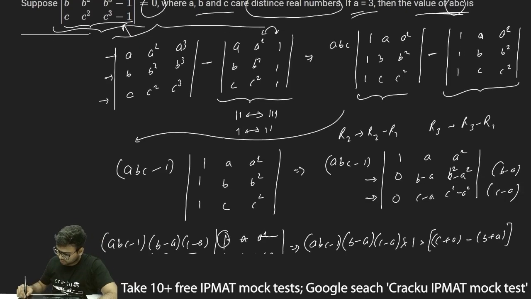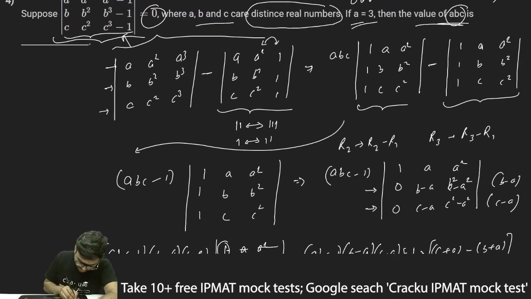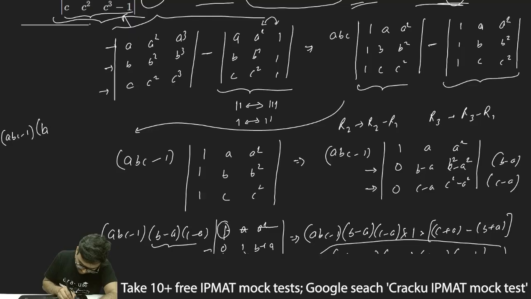Now the determinant in this question is given as 0. This thing is given as 0, and now my final determinant value is this, so this should be equal to 0. So I'll write on the left hand side: abc minus 1, b minus a, c minus a, and c minus b. This should be equal to 0.